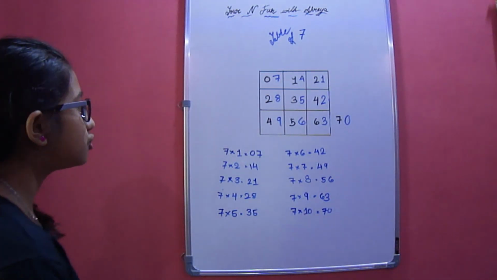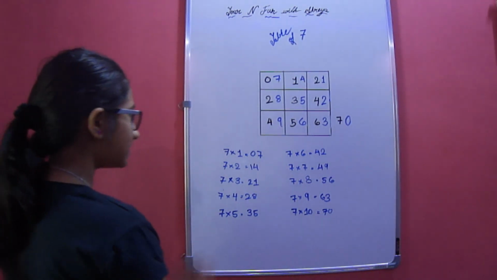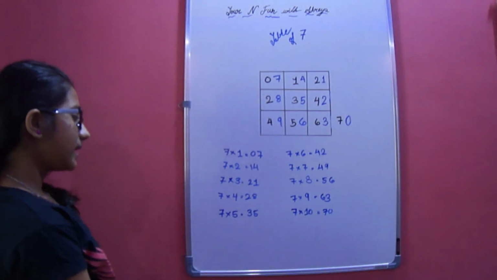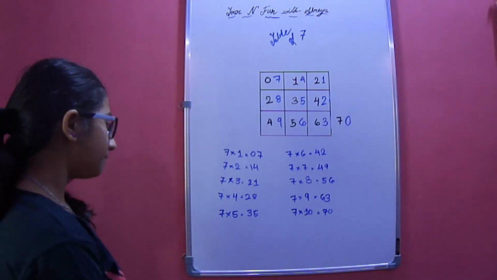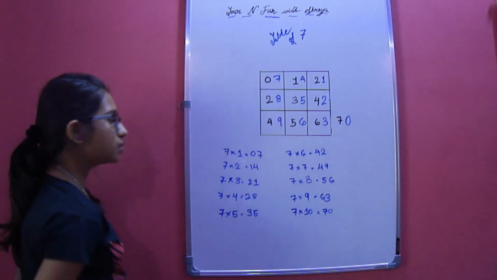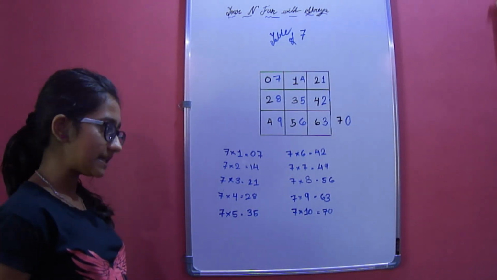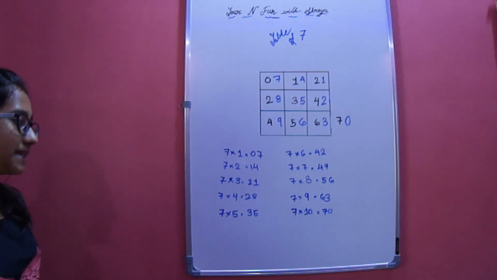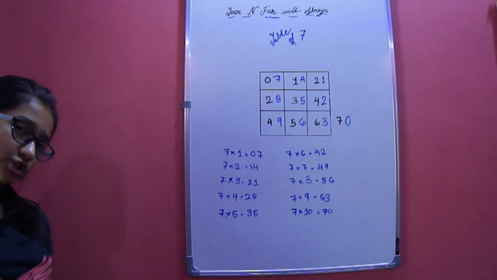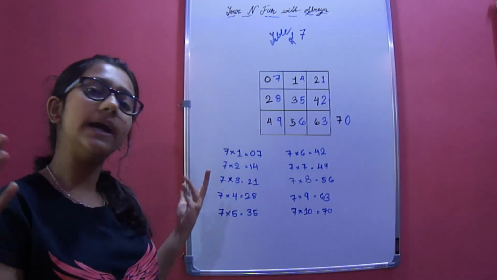As you can see, 7 into 1, 07, 7 into 2, 14, 7 into 3, 21, 7 into 4, 28, 7 into 5, 35, 7 into 6, 42, 7 into 7, 49, 7 into 8, 56, 7 into 9, 63, and finally 7 into 10, 70. Now let's get on with the table of 8.